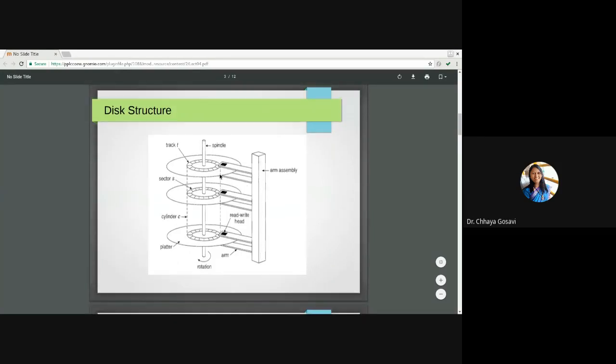I hope this structure is clear to you. So these circular discs are called platters. These platters are divided into concentric circles. These are called tracks. And the same track on each platter creates a virtual cylinder. It is called a cylinder. It is represented by small c. Sector: if all the tracks are divided into small parts, these are called sectors.